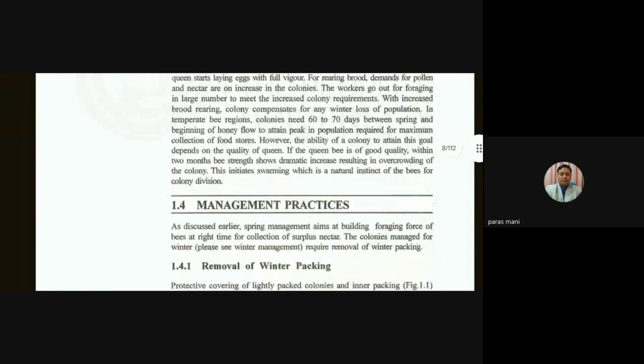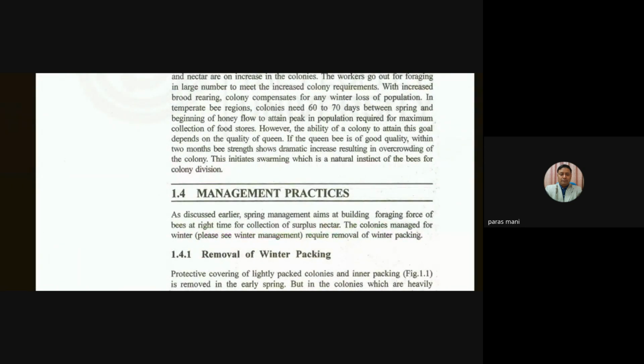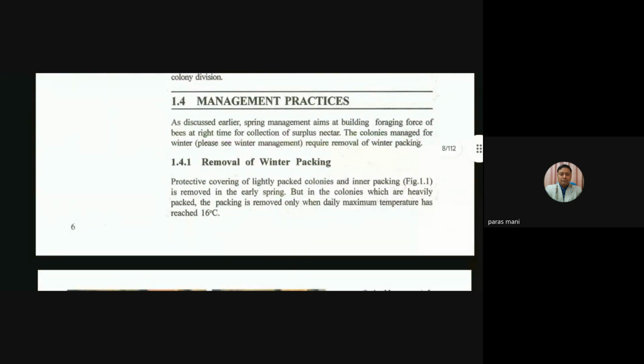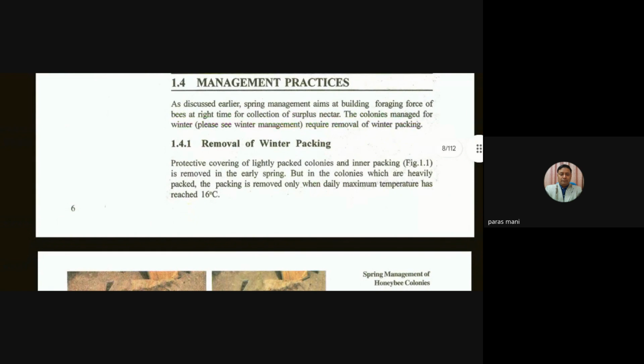Yeah, you can go in detail through the study material. I will talk on different headings only, and any important issues to be spoken.